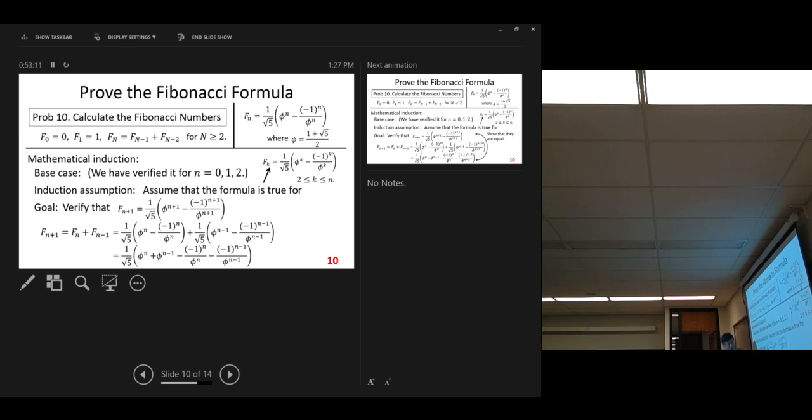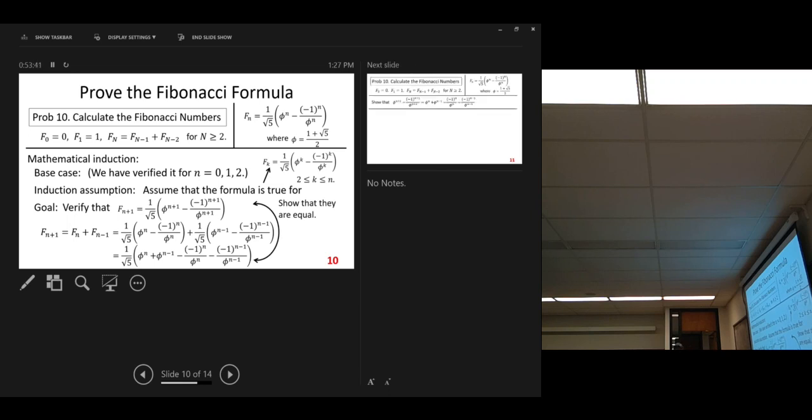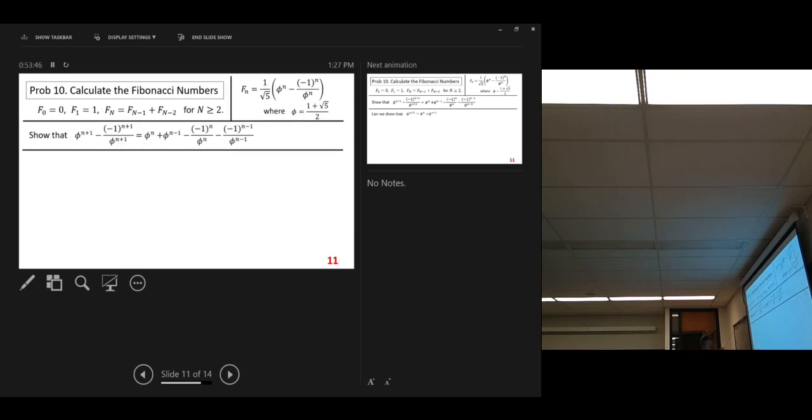So we need to compare these two expressions. 1 over root 5, we can ignore, right? We only need to compare these two parentheses. We only need to prove the expressions inside those two pairs of parentheses are the same. That's enough. So let's show these two expressions are the same.